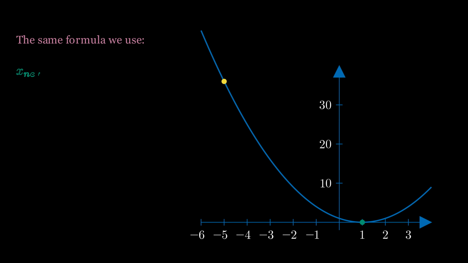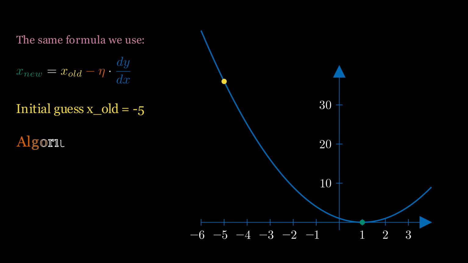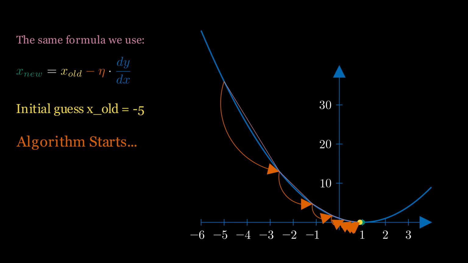Let us now visualize the scenario where our initial guess begins from a negative coordinate. Using an initial value of x equals -5, we apply the identical update formula. Observe how, regardless of the starting position, each iteration systematically guides toward the global minimum.